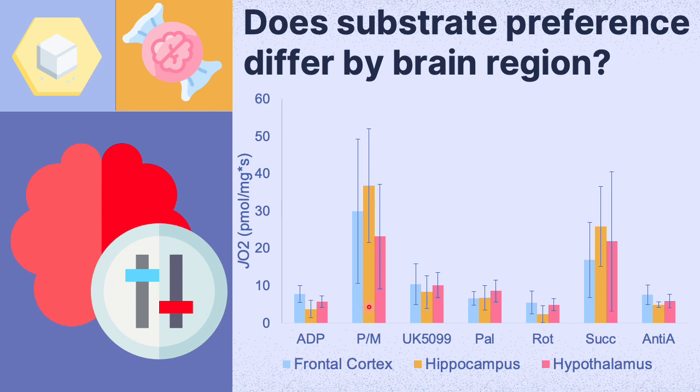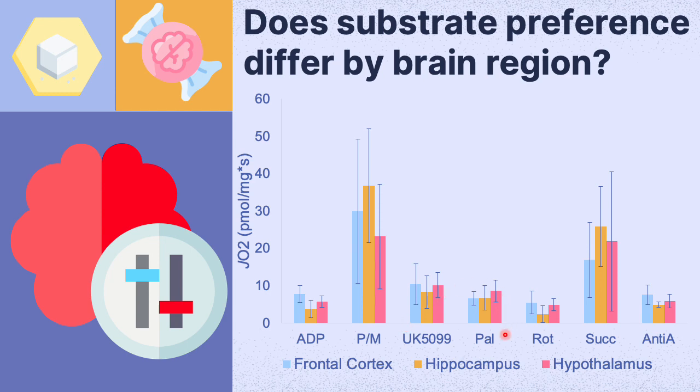So I first added in ADP, and this was to put an energetic demand on each of the brain regions. I then added a carbohydrate-based fuel that feeds mostly into complex 1, pyruvate and malate. And as you can see, there's a pretty big jump in flux between this ADP addition and the pyruvate malate addition. I then added UK5099, which is a pyruvate shuttle inhibitor. So essentially, any subsequent fluxes I see down the line, I know they're coming from the addition of the next substrate and not from the pyruvate that I added earlier.